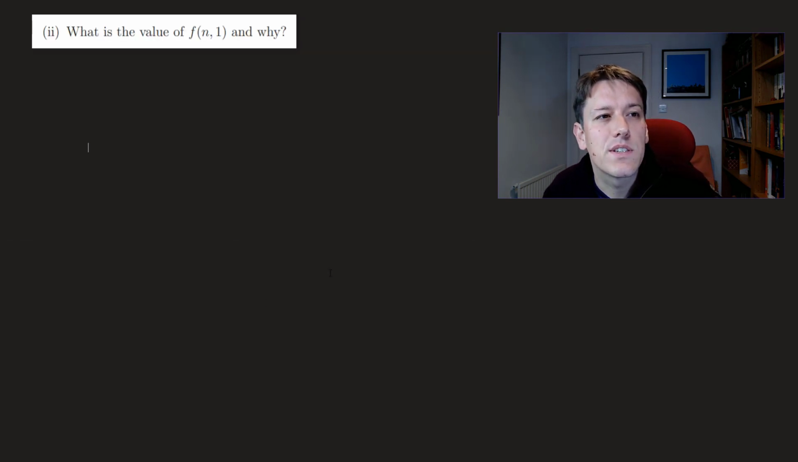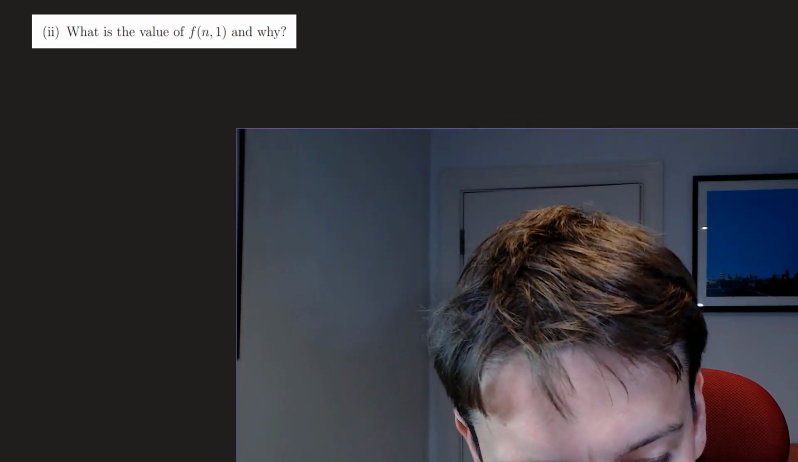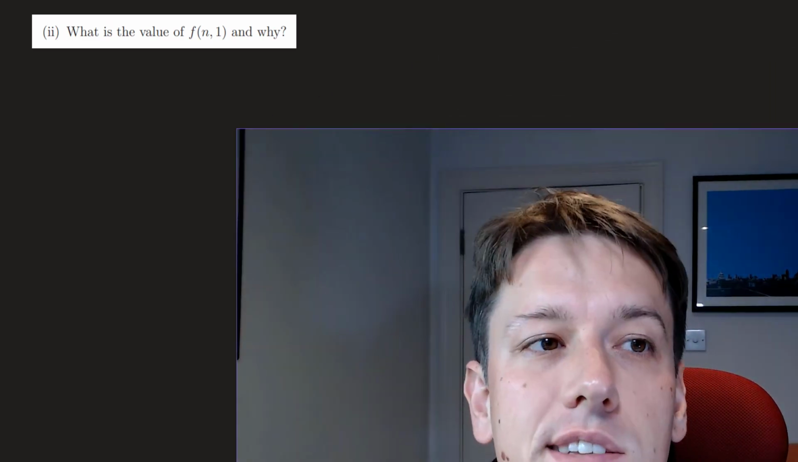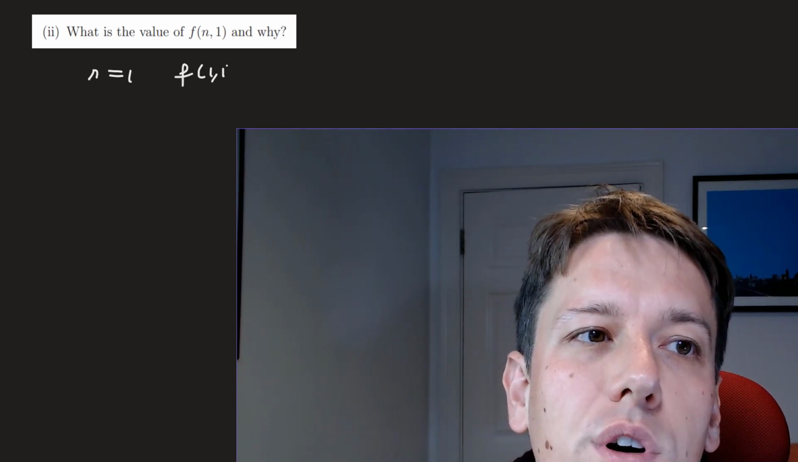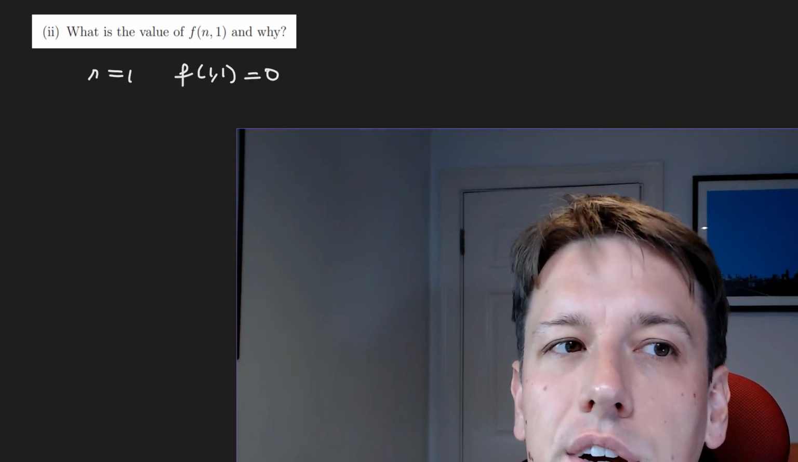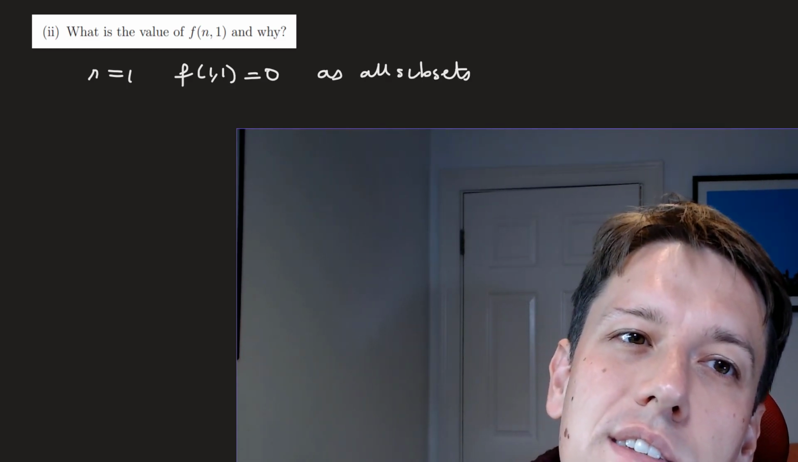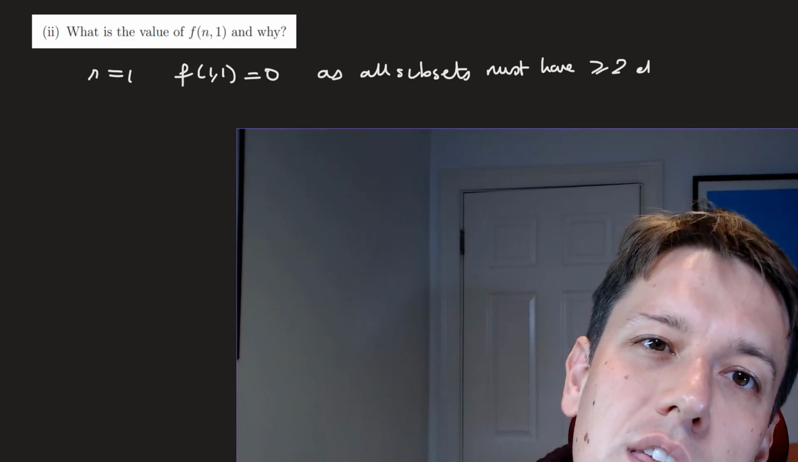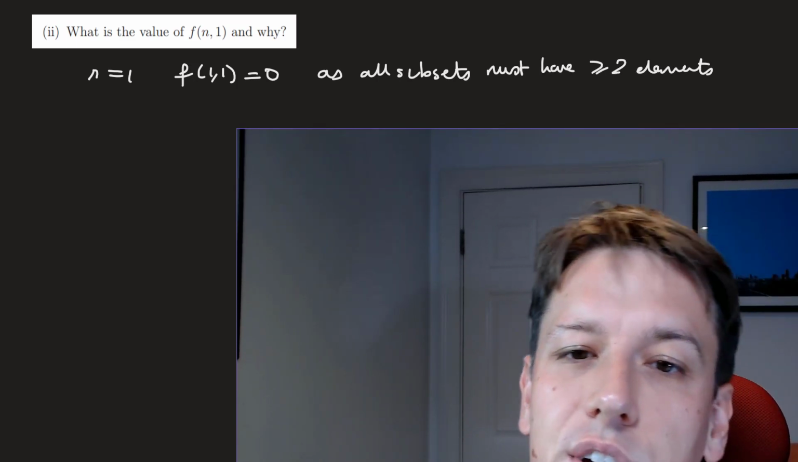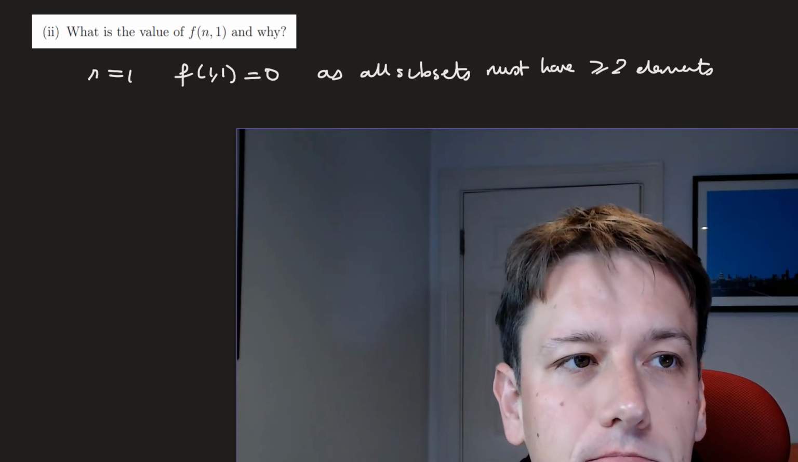Right, part 2 it says what's the value of f of n and 1 and why? Well, firstly just notice that if n equals 1, then f of 1 and 1 is 0, right? Because all subsets in the definition have to have at least 2 elements. So if I only start with a set with 1 element, I can't form any subsets that have 2 elements.